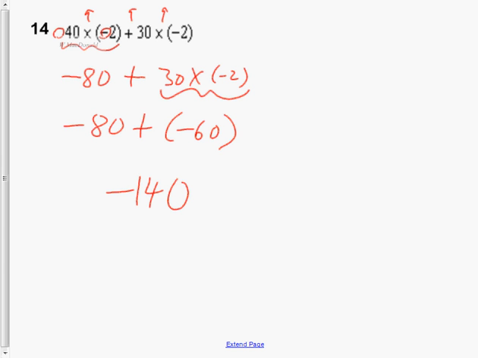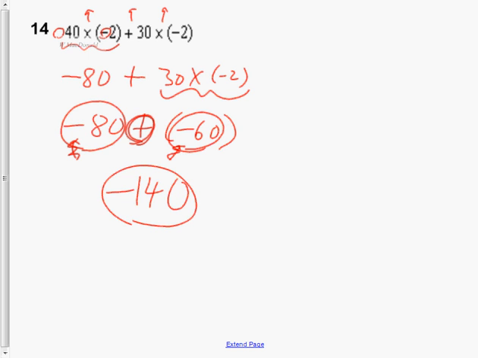Now, most people get confused because they think, well, I have negatives here and I have negatives here, and that should be like a positive answer. No. When you're adding them, the product rule doesn't hold true. So for addition, you have to gather all your negatives and all your negatives. I owe $80 and I owe $60. Altogether, I owe $140.